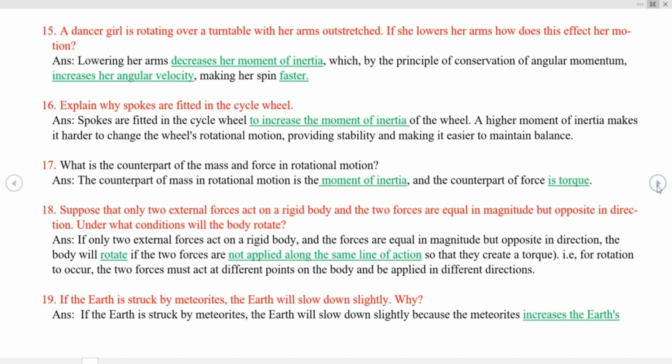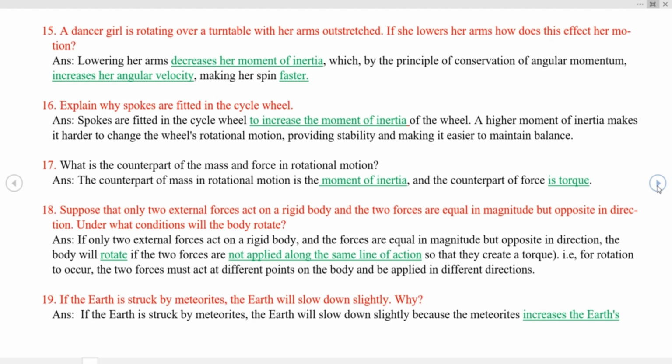Next question we have is, suppose that only two external forces act on a rigid body and the two forces are equal in magnitude but opposite in direction. Under what condition will the body rotate? So we know that for rotation to occur, the two forces must act at different points on the body and be applied in different directions, right? So if only two external forces act on a rigid body and the forces are equal in magnitude but opposite in direction, the body will rotate only if the two forces are not applied along the same line of action, so that they can create a torque, and that torque helps in rotation of the body to occur.